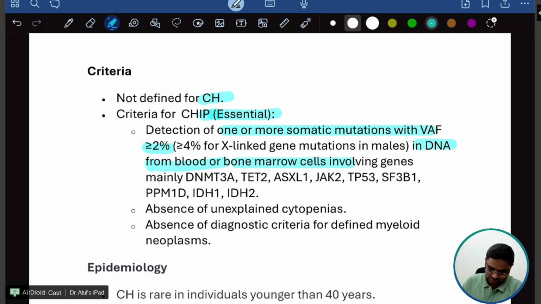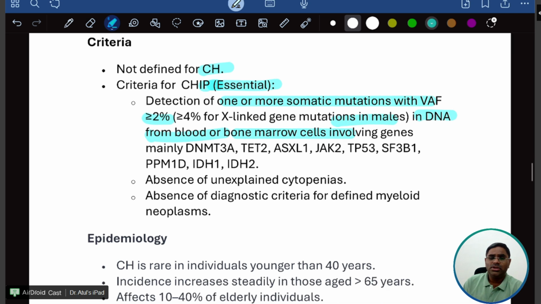Now this criteria, or the cutoff of VAF more than or equal to 2%, has been raised to more than or equal to 4% for X-linked gene mutation in males. Now, as I mentioned earlier, there are multiple genes associated with clonal hematopoiesis. I have selected a few of those.